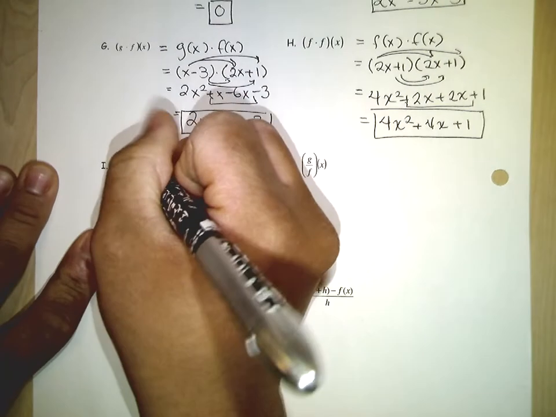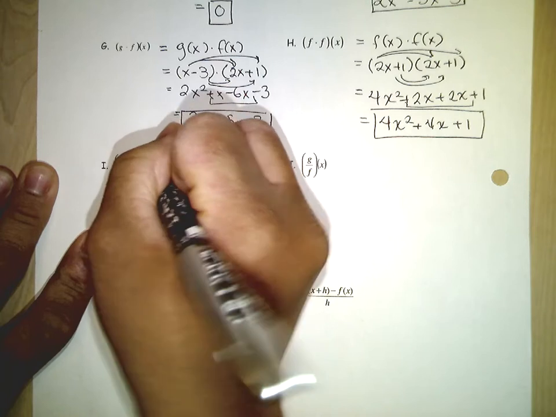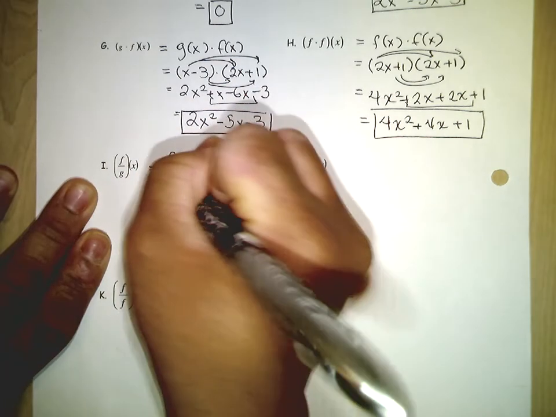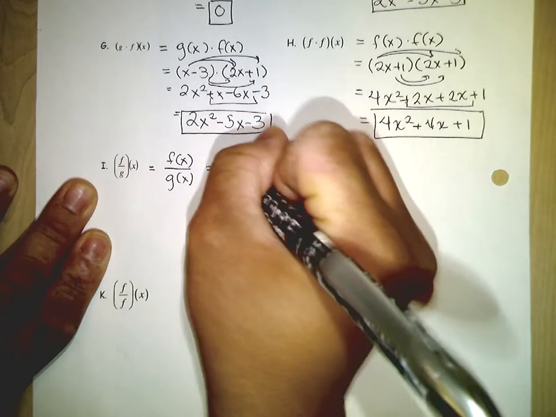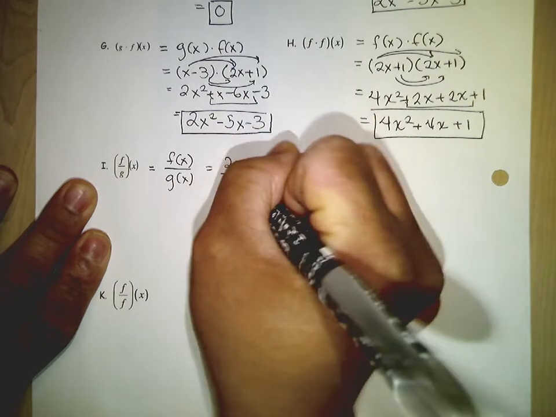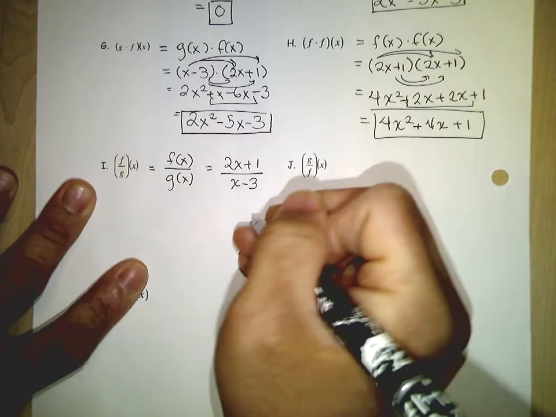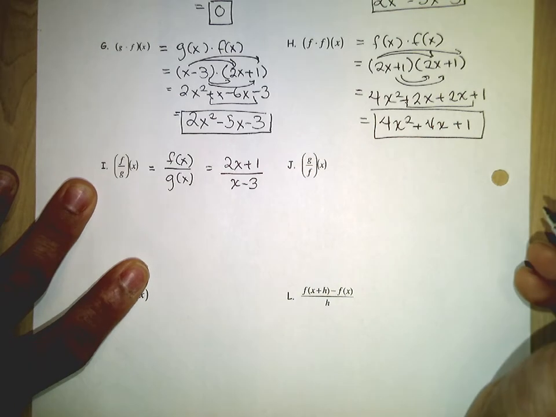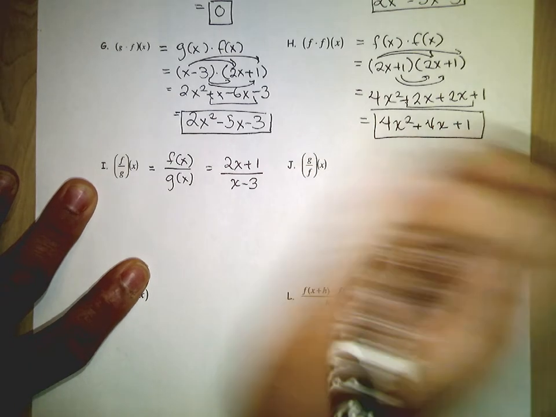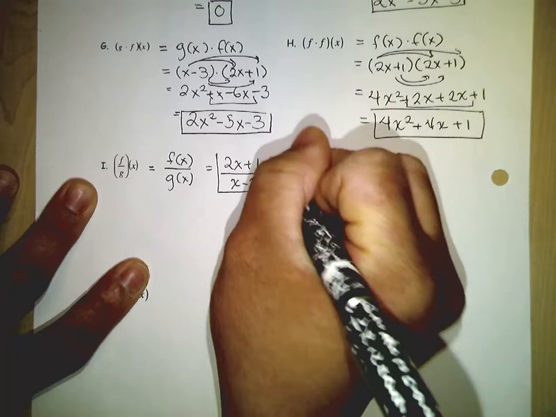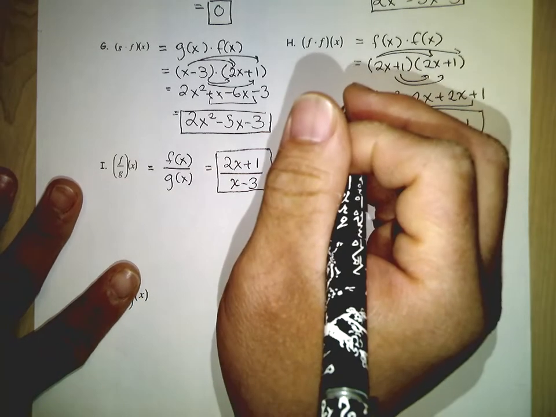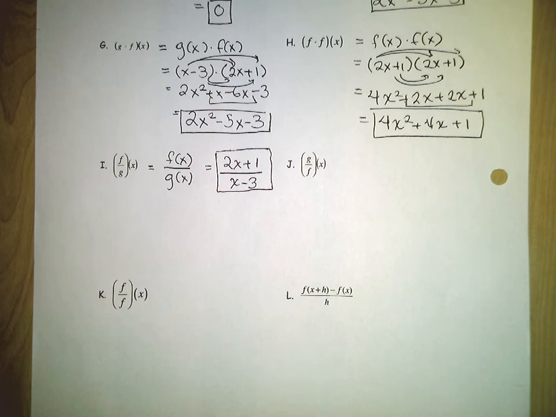f divided by g of x, so f of x divided by g of x. Now this is 2x plus 1 over x minus 3. And that's all that we really need to do at this point. We will actually divide these using long division later on, but not right now. But you do, by the way, need to write down the domain.